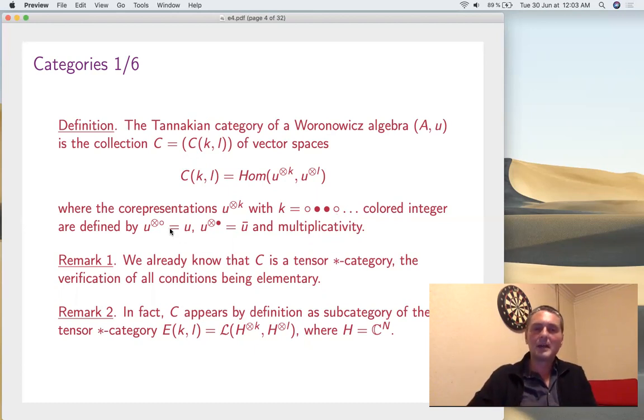So the rule is that U to the white is U, U to the black is U bar, and then multiplicativity. For instance, you see this K here, U to the power K will mean U tensor U bar, tensor U bar, tensor U, tensor other things. So see, it's really words on two things, what we call black and white. While looking at these beasts, well, I say it's related to Kesten amenability.